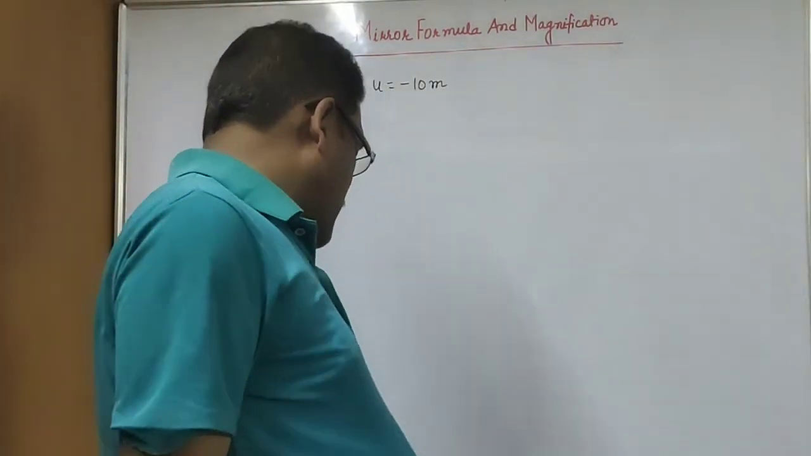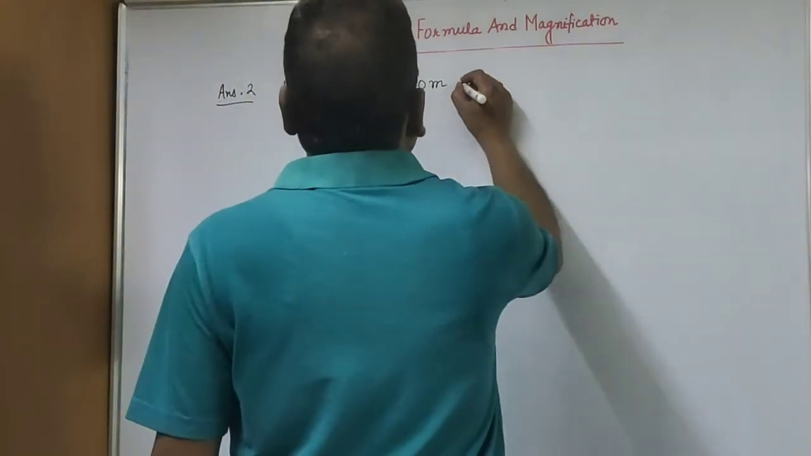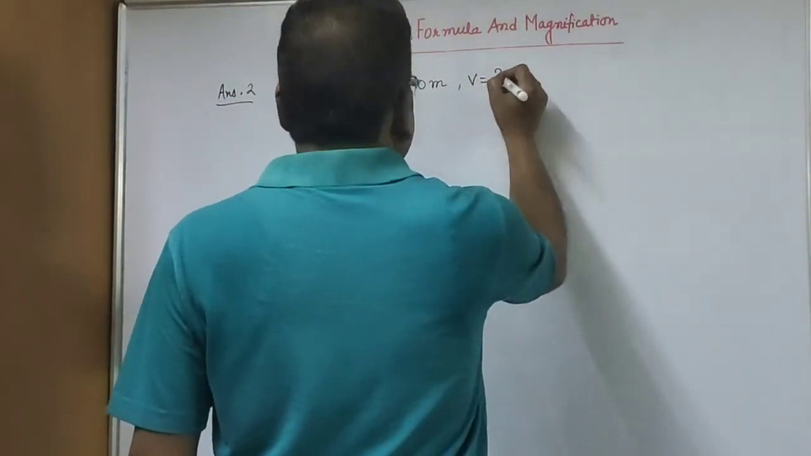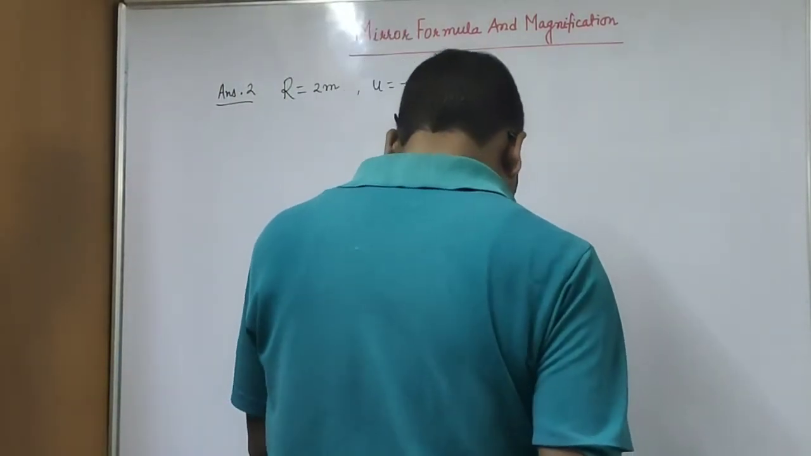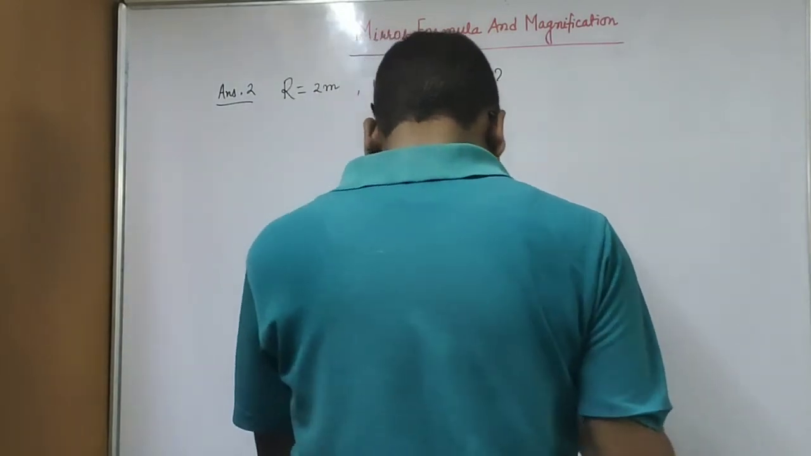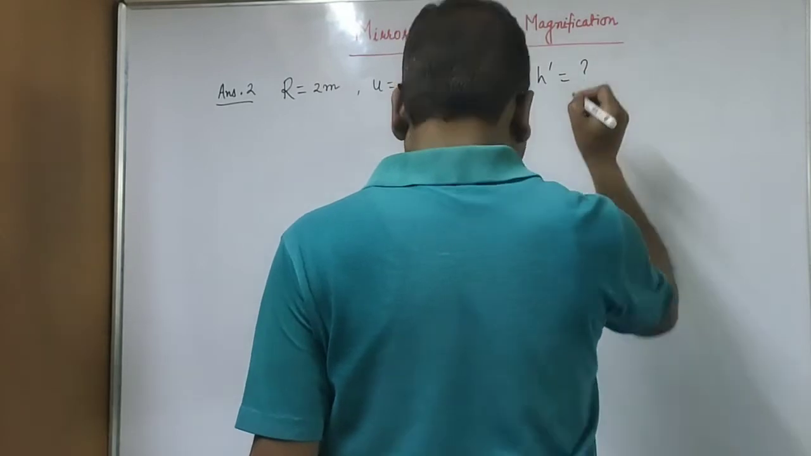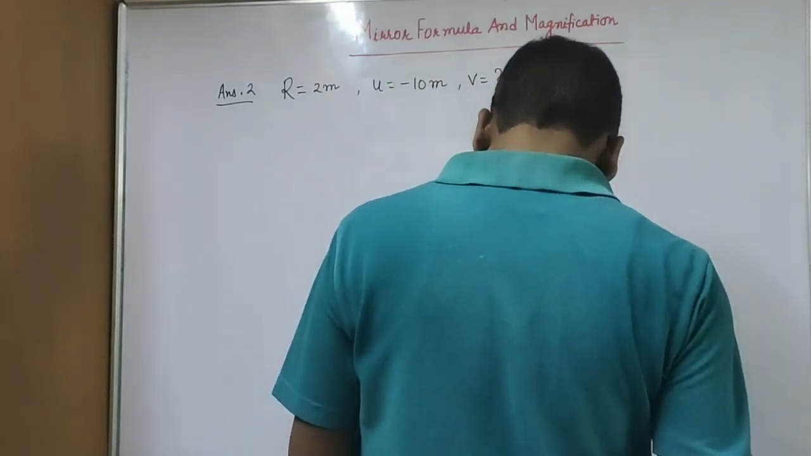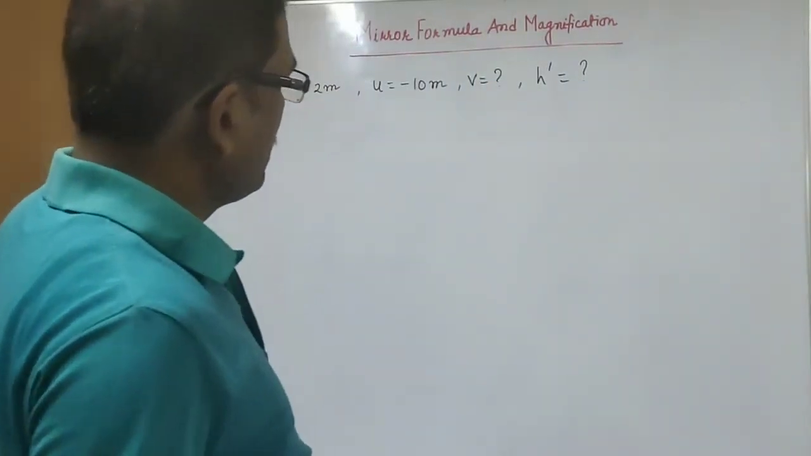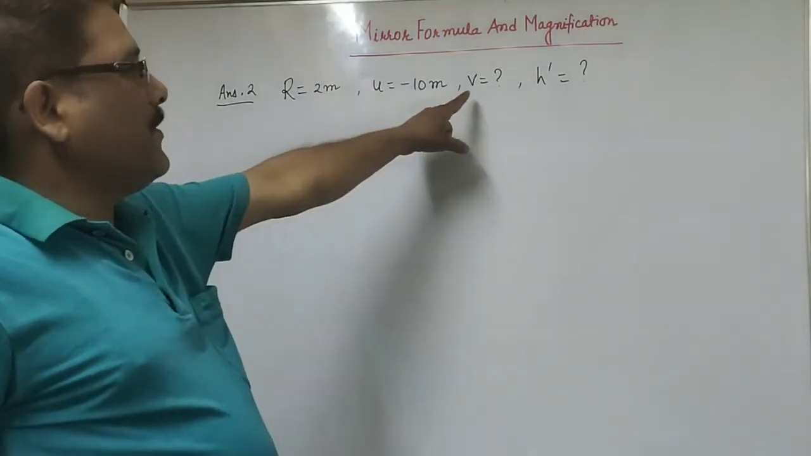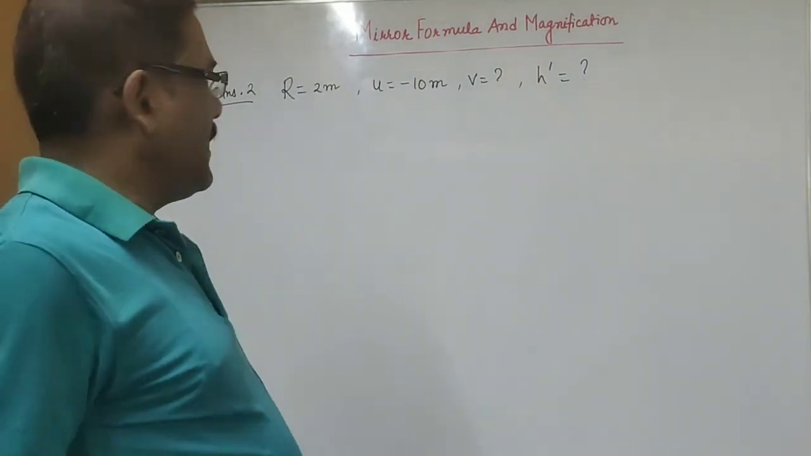What will be the position of image of the car? It means you have to calculate V and size of the image. Size of the image, it means you have to calculate H dash, isn't it? So these are the given things and we have to calculate V and H dash.